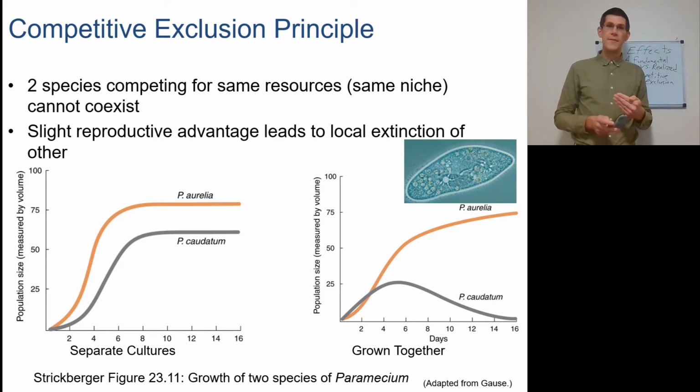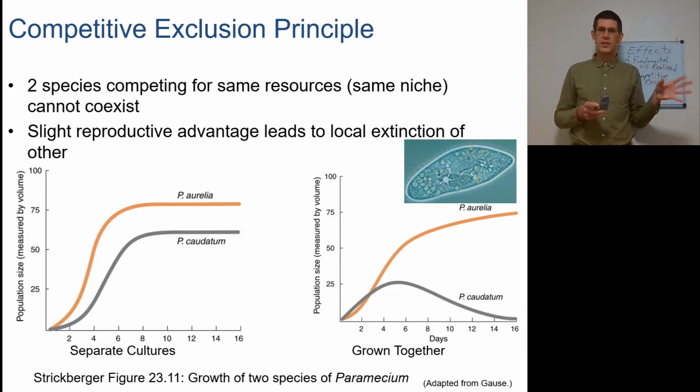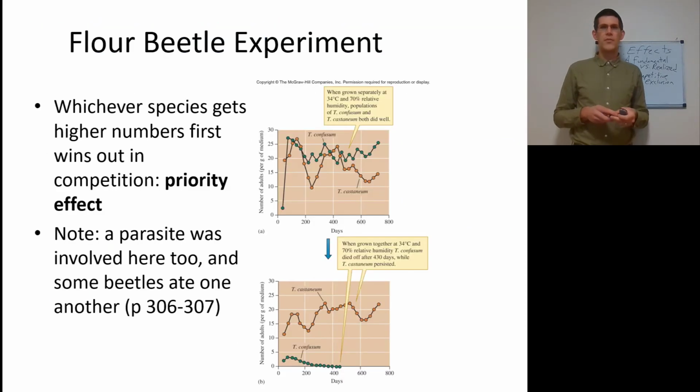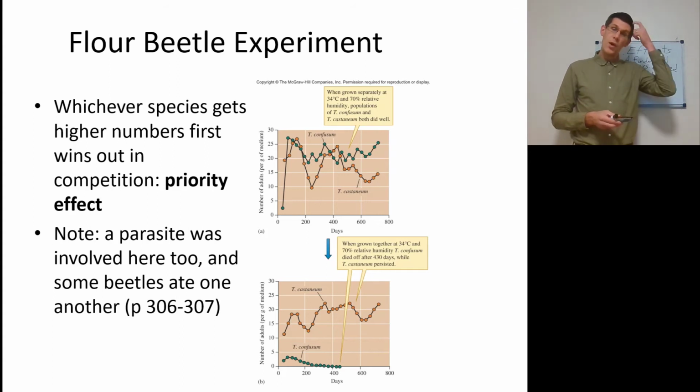And caudatum never reaches K. In fact, it goes extinct. And that's competitive exclusion. These two species cannot compete with one another, and eventually, one of them will go extinct. And when they go extinct, that allows the superior one to actually take over the niche and reach its carrying capacity. So this was done also with a flour beetle, and this is one of your terms, a priority effect. It's really whatever species gets the higher numbers first is going to win out in the competition.